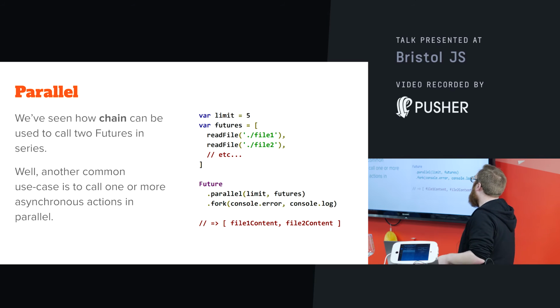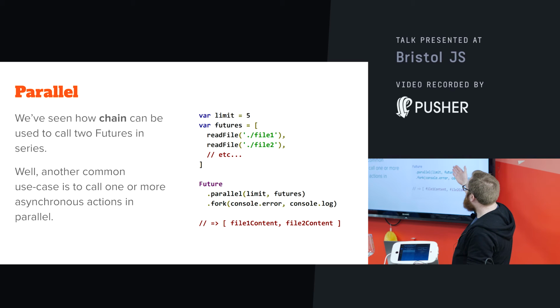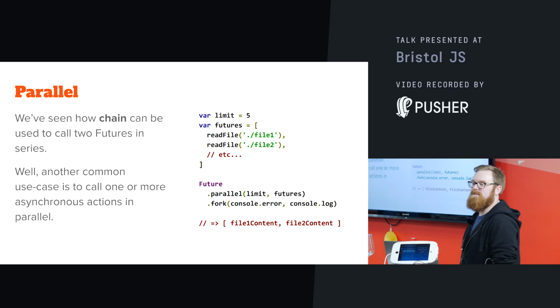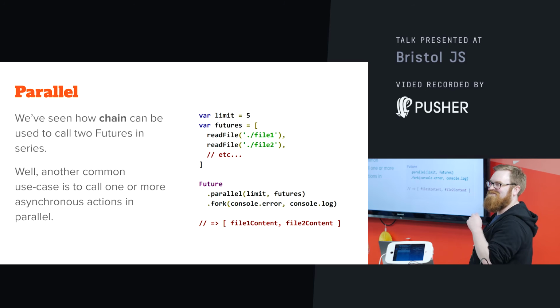Okay, it's got this built-in rate limiting. So in this instance, where I've set my limit as 5, I've got my futures as a couple of read files. The result will be contents of file 1 and contents of file 2. Yes? Is that sequence? This is not in sequence. No, in parallel. Is that the same as sequence operation? Yes. Yeah, I'm going to get right to that.